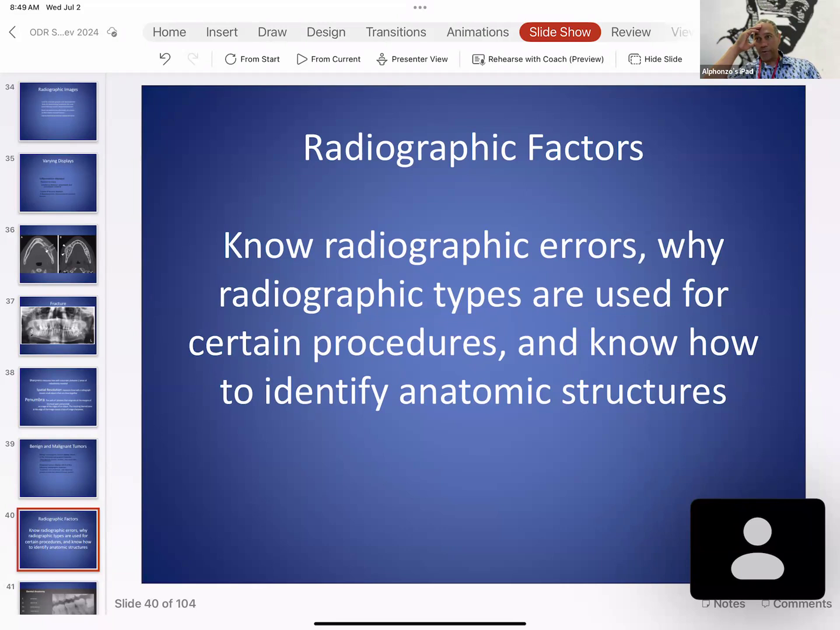No radiographic errors, and we talked about a couple of those already, the foreshortening and the elongation, and why radiographic types are used for certain procedures. So you should know which type of imaging we take for certain things, and then what types of errors you can get. You should know the types of errors you'll get with pans and with panoramic radiographs, and which type of errors you get with bisecting the angle, and which type of errors you get with paralleling. We just reviewed some of that.